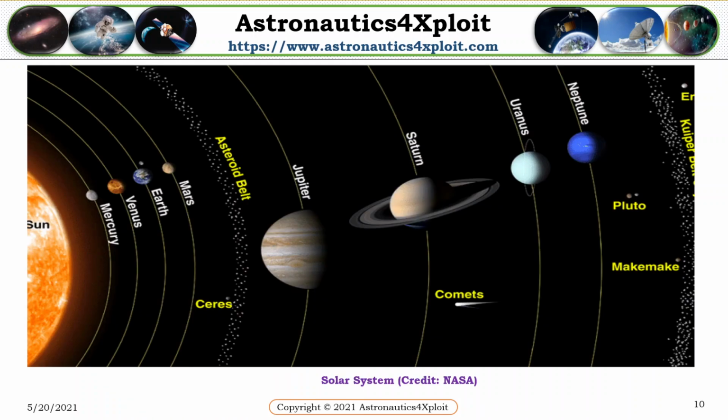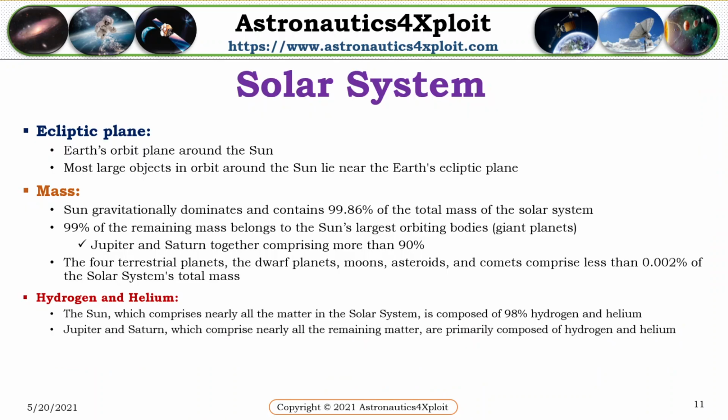This picture shows solar system composition. Ecliptic plane. The orbital plane around the Sun is referred to as the ecliptic plane. Most large objects in orbit around the Sun lie near the Earth's ecliptic plane.